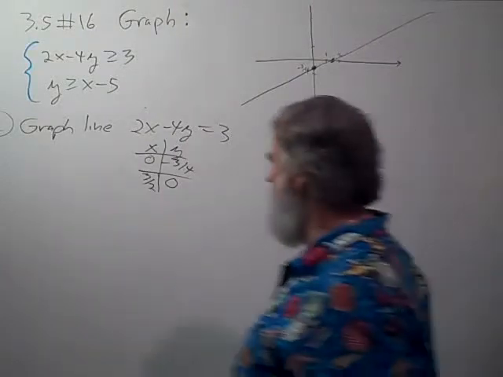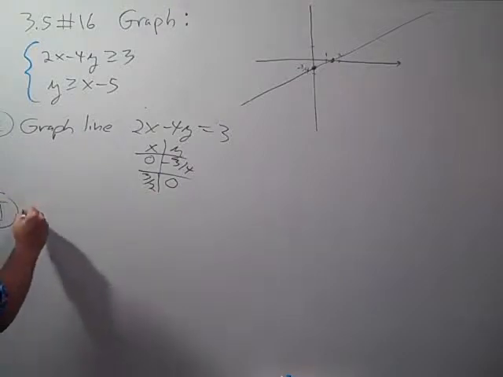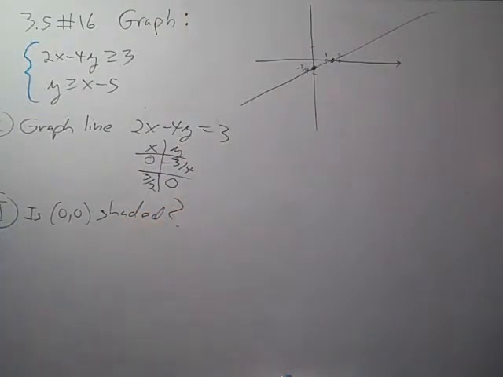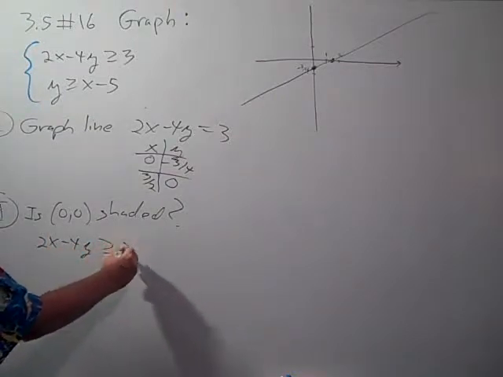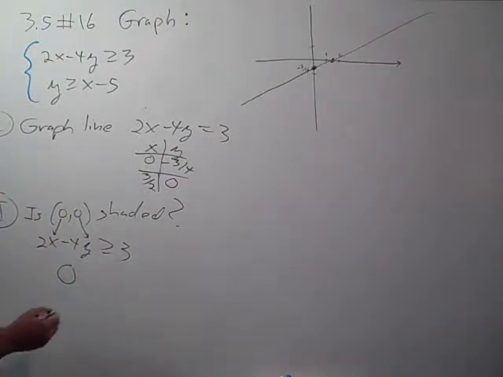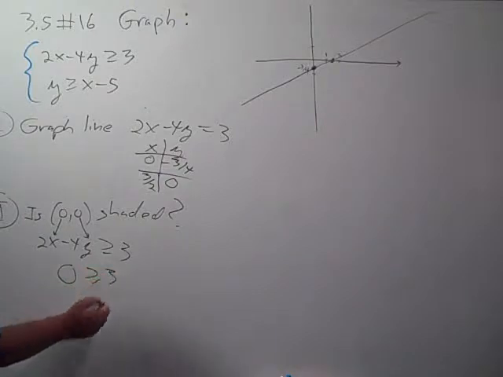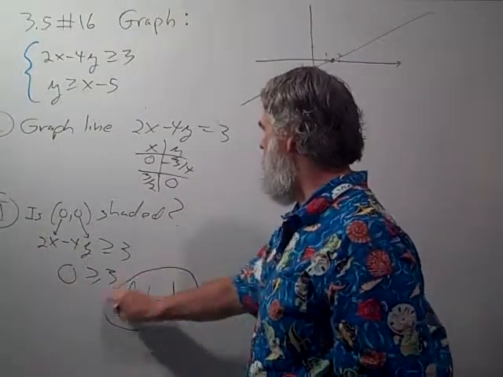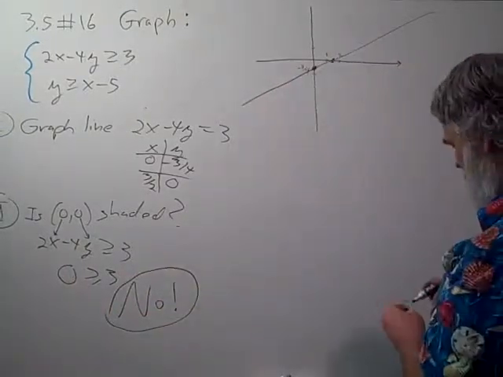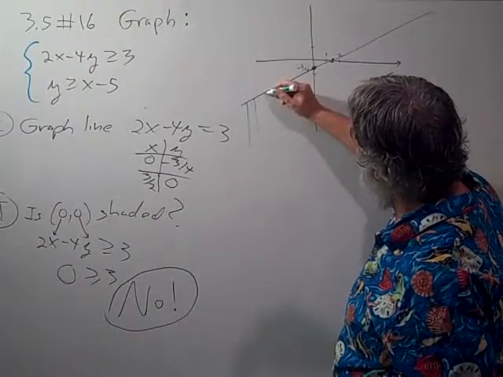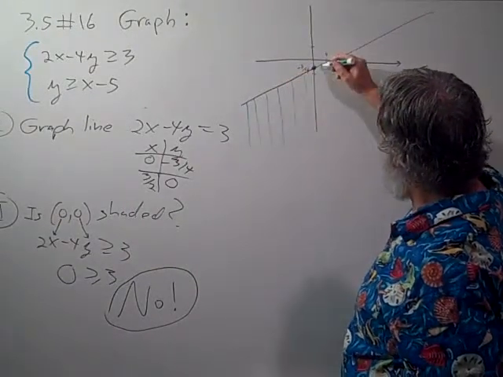Now we have to decide which side of that line to shade. So we can ask, is the origin shaded for this line? By taking the original inequality, 2x minus 4y greater than or equal to 3, and substituting x equals 0 and y equals 0, the whole left side becomes 0. So is 0 bigger than 3? The answer is no, 0 is not bigger than 3. So the origin is not on the shaded side of that line. It must be the lower side of this line that's shaded. So the first inequality has its solution, everything on the lower side of this boundary line.